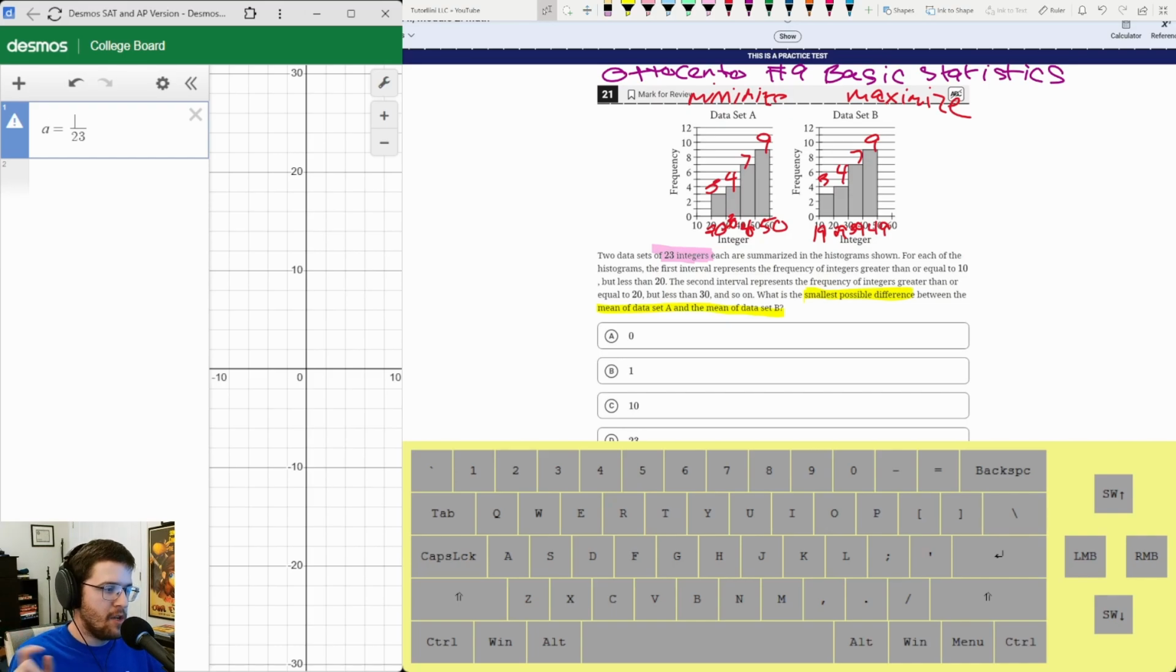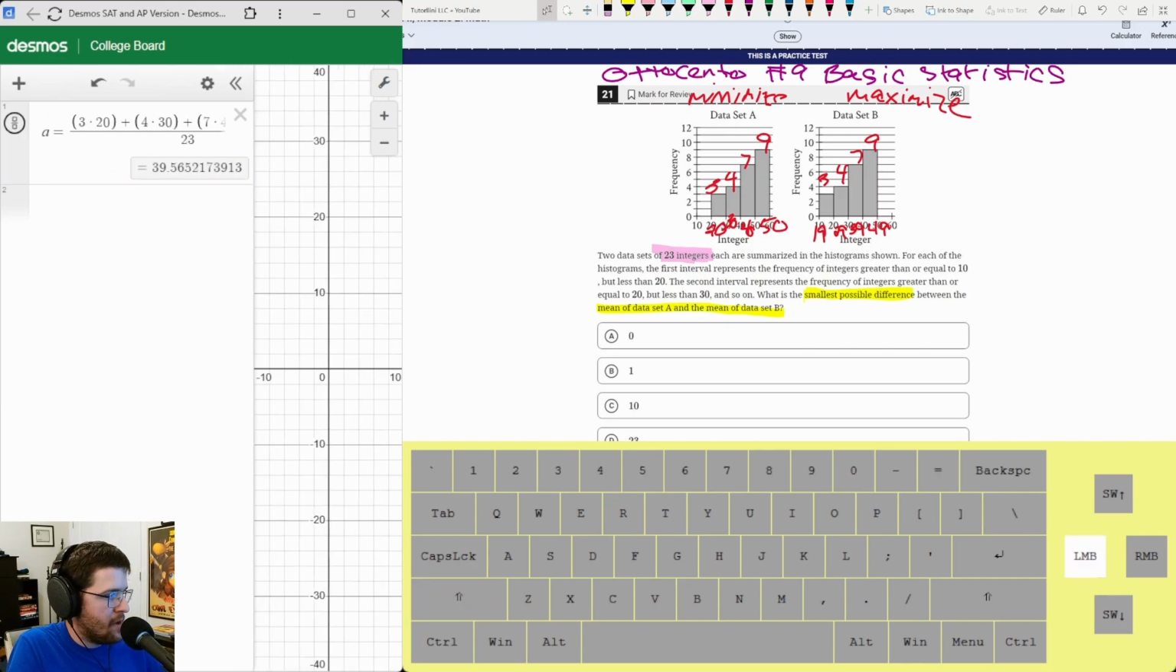And then the sum will be 3 times 20 plus 4 times 30 plus 7 times 40 plus 9 times 50. Okay, so I get that number, which is 910 over 23.